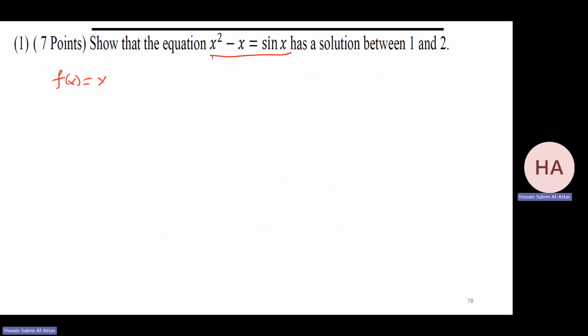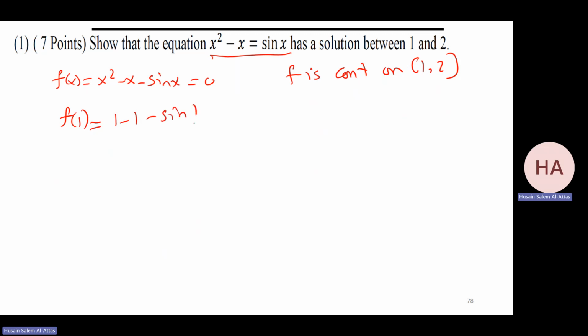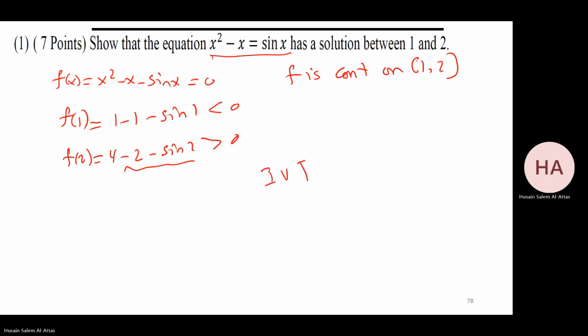Show that the equation has a root. I need first to simplify it. That's x squared minus x minus sin x equals 0. Check f of 1, and the function is continuous. F is continuous. On 1 to 2, f of 1 is 1 minus sine 1. This is negative. F of 2 will be 4 minus 2 minus sine 2. This is positive because sine cannot exceed 1, so this will be positive. So there is a root, by the intermediate value theorem. I will not write it.